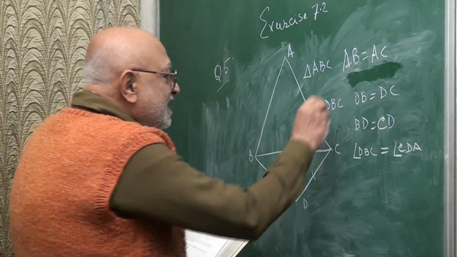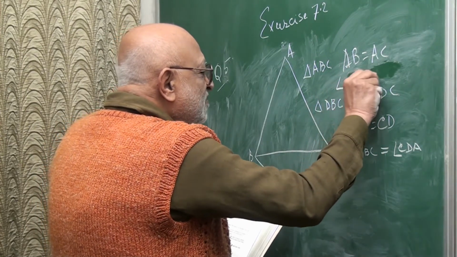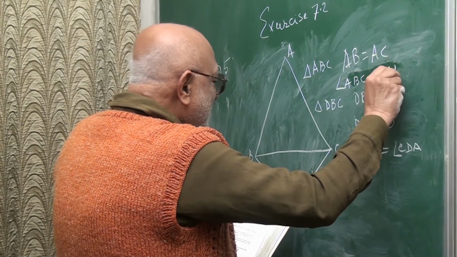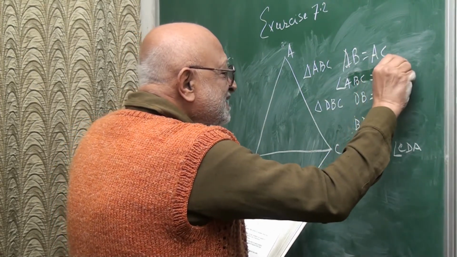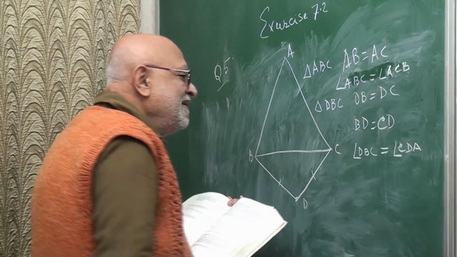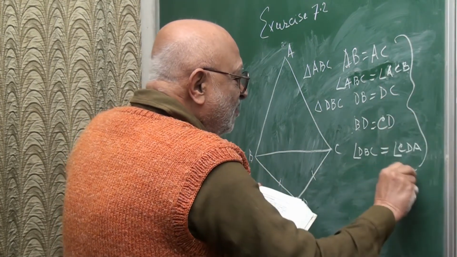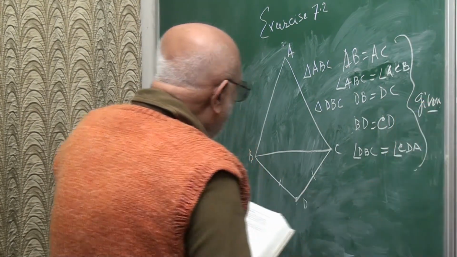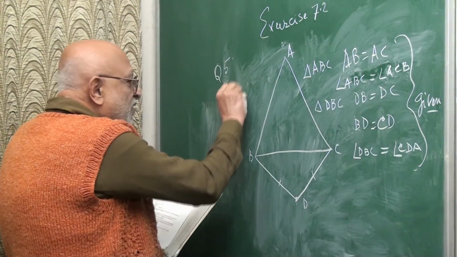Okay, here, which angle? Angle ABC should be equal to angle ACB. Okay, these are all given. These are all given. What do we have to prove? Or what do we have to show? To show what?